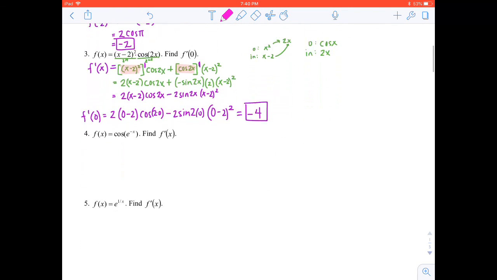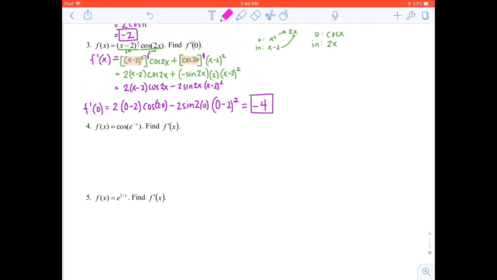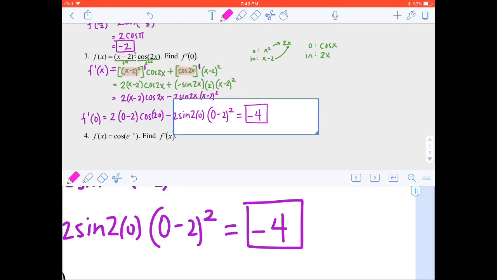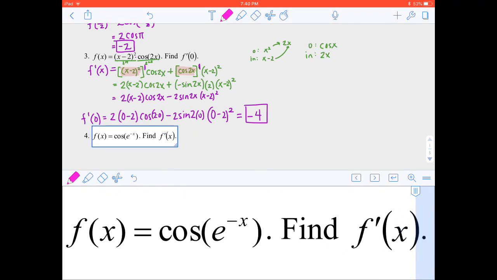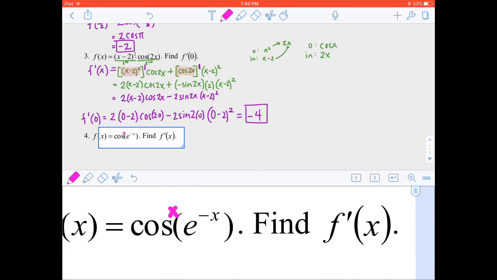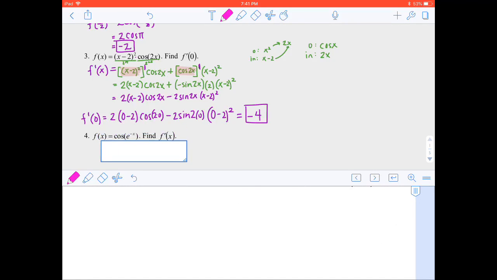Okay, so we are going to take a look at number 4 now. So number 4, f of x is equal to cosine of e to the negative x. So again, when we look here, there's no x right there next to the cosine. So that tells me e to the negative x is plugged inside of the cosine function. So then I know that this has to be a chain rule. We have an outside function, which is cosine, and our inside function is e to the negative x.